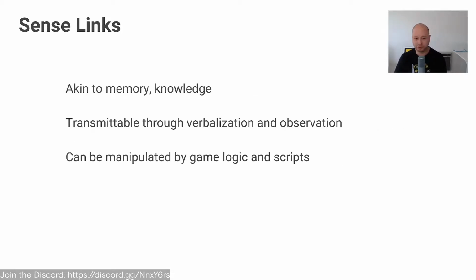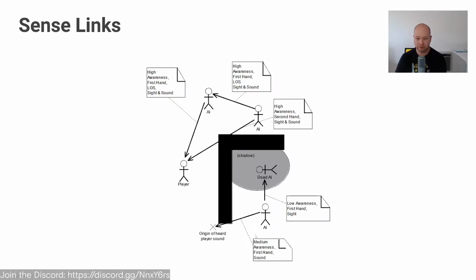So sense links are kind of similar to memory or knowledge, and they're transmittable through verbalization and observation. They can also be manipulated by the logic and scripts of the game. Here are some examples of this, right? You have an AI, it senses a dead AI. This is low awareness, first-hand sight. Here you have a sound, it's medium awareness, it's first-hand sound, and so on. And you can kind of see how these things interact and interplay through the sense links.